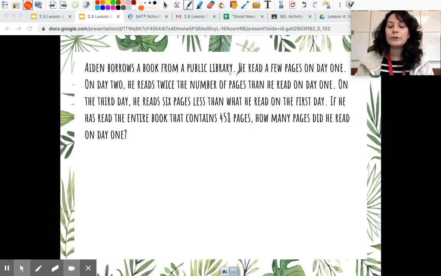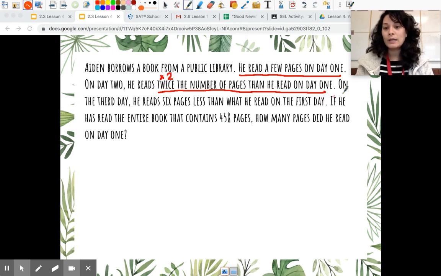It says Aiden borrows a book from a public library. He read a few pages on day 1. We don't know how many pages, but it says that he read a few on day 1. And then on day 2, he reads twice the number of pages than he read on day 1. My lines are coming out a little crooked. Okay, so twice, remember that means times 2. That was one of those key words on that first page.